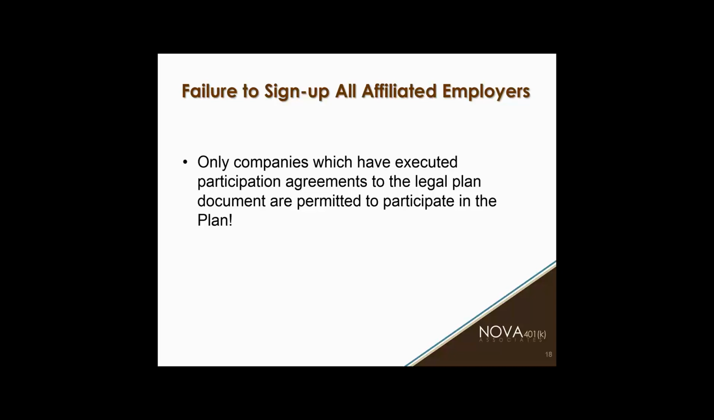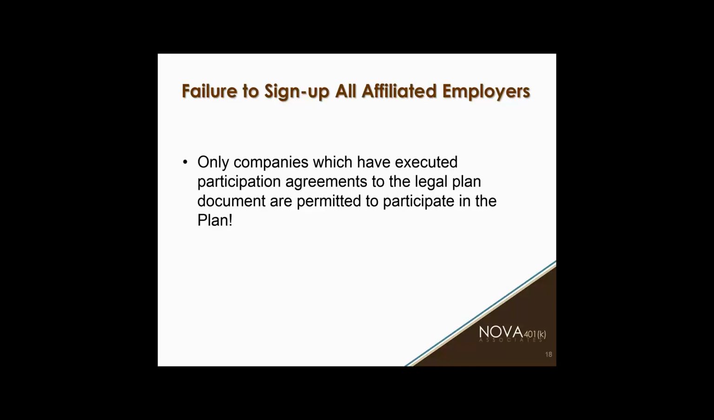Another type of common error is failure to sign up all of your affiliated employers. These template documents have to have executed participation agreements for every different EIN or company that you pay people out of. So many companies are in a related group, and maybe there's a parent subsidiary situation going on.